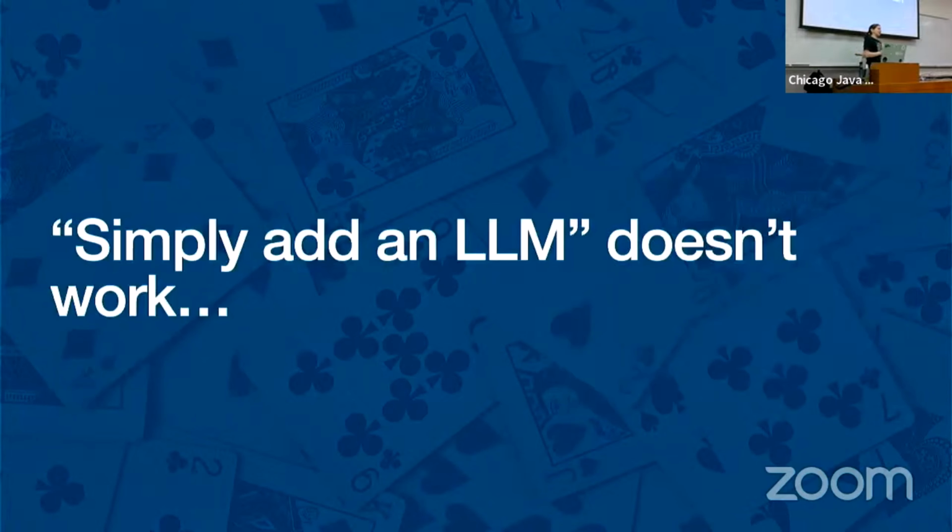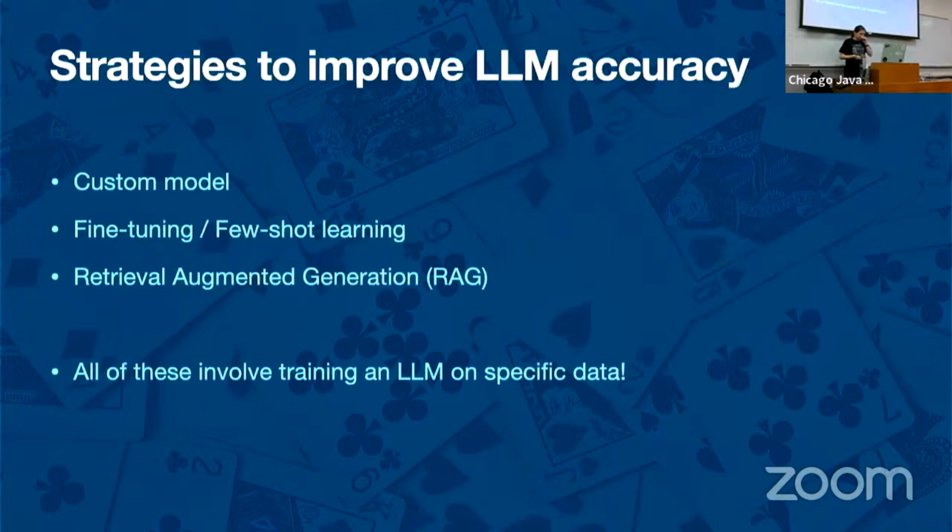So we've already found out over the last couple of years that simply adding an LLM doesn't work. You can't just tack an AI onto something and expect good results, as we've seen from a lot of news articles over the last couple of years, right? You get into a lot of hot water if you're not careful. There are a few different strategies to help improve this.